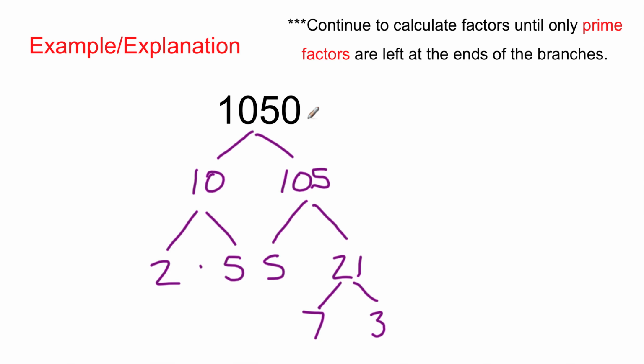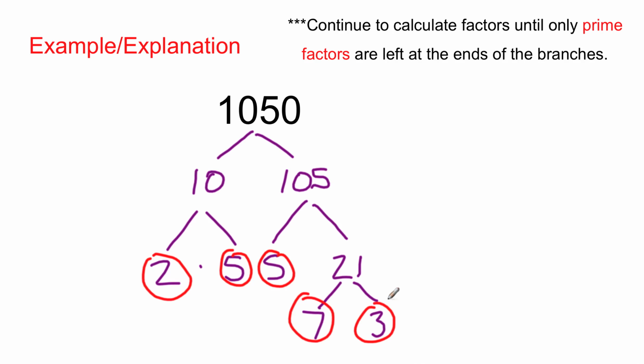Now, what I have here are the numbers that I will be using as the prime factorization. We take the numbers and list them in order, least to greatest. So 1050 equals 2 times 3 times 5 times 5 times 7.